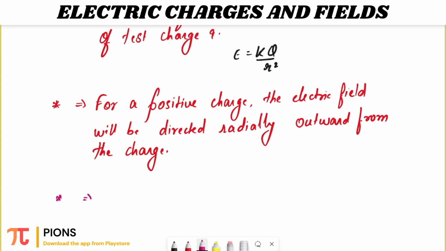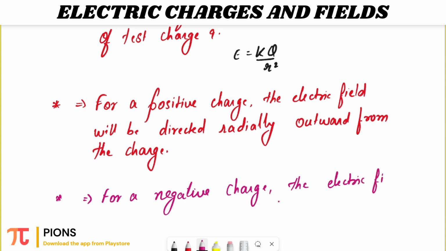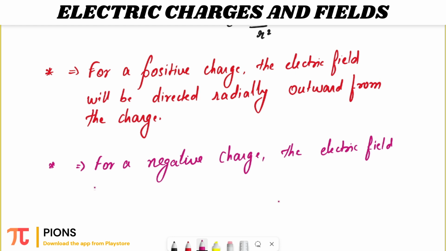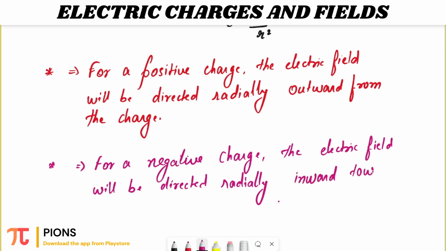What about negative charge? For a negative charge, the electric field will be directed radially inward towards the charge. These are just conventions. These are called properties of electric field.